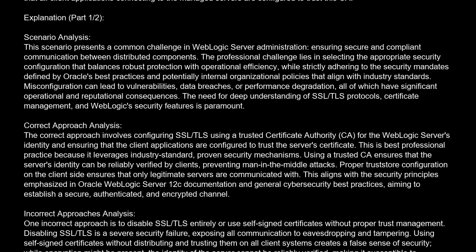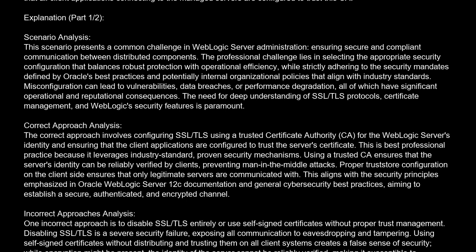The correct answer is B. Configure SSL/TLS for the WebLogic server using a certificate issued by a Trusted Certificate Authority (CA), and ensure that all client applications connecting to the managed servers are configured to trust this CA.